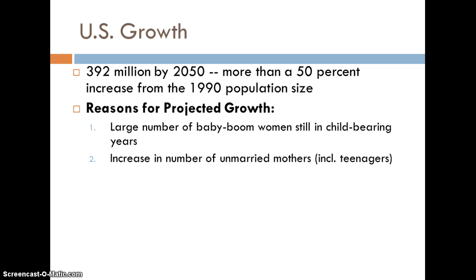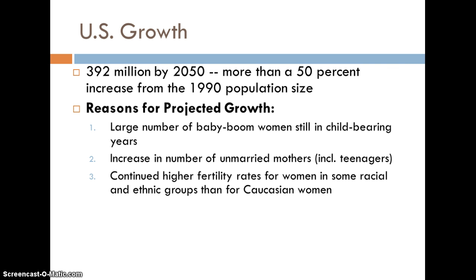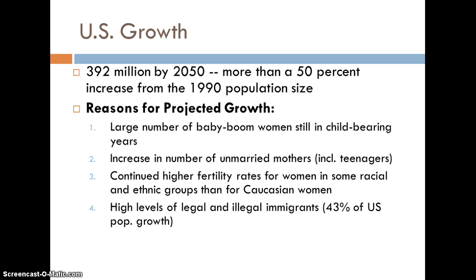We are starting to see an increase in the number of unmarried mothers, and that does include teenage pregnancies. And continued higher fertility rates for some women in certain racial or ethnic groups. We look at certain religions tend to have more children, or certain ethnic groups it's culturally acceptable to have more children. And once again, we have high levels of legal and illegal immigrants, which accounts for a large part of our population growth.